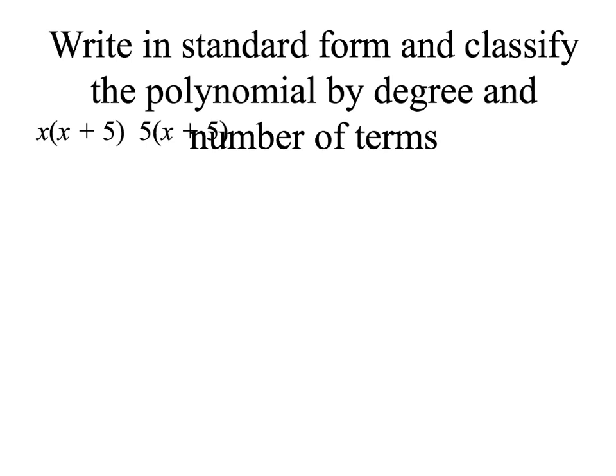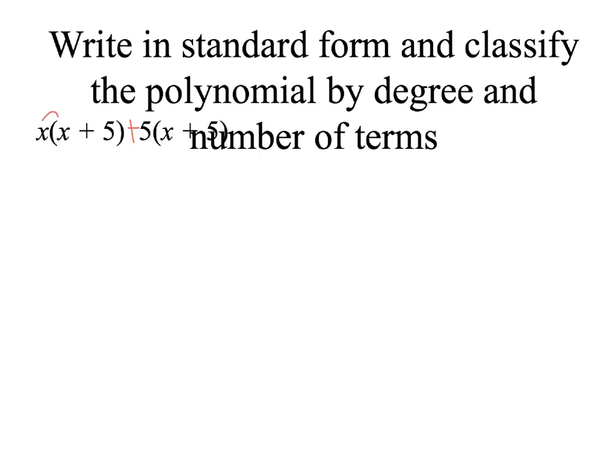This one's a little bit wonky. We're missing a plus sign in there. To write in standard form, you need to simplify first. So we have x times the quantity x plus 5 times the quantity x plus 5. So we need to simplify this before we can do anything else with it.